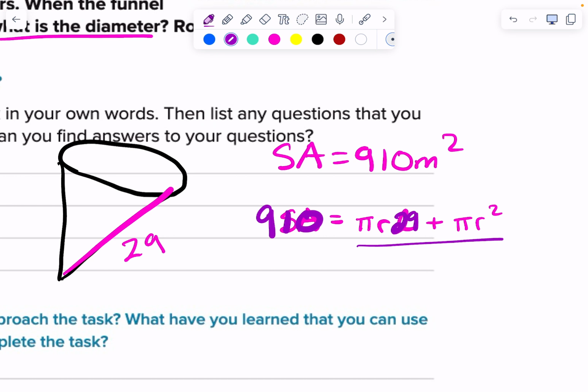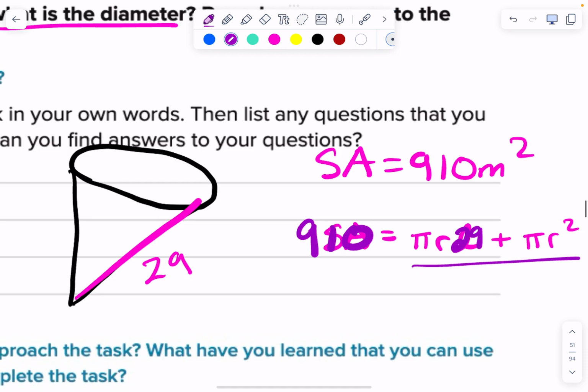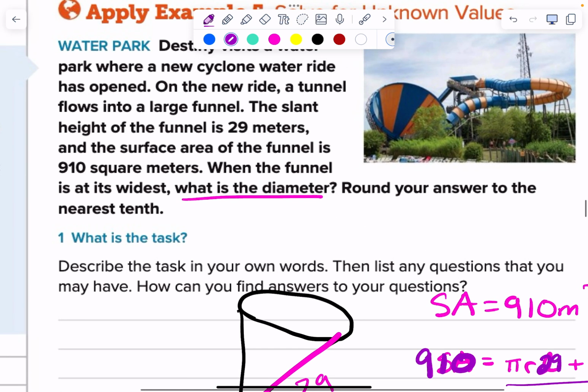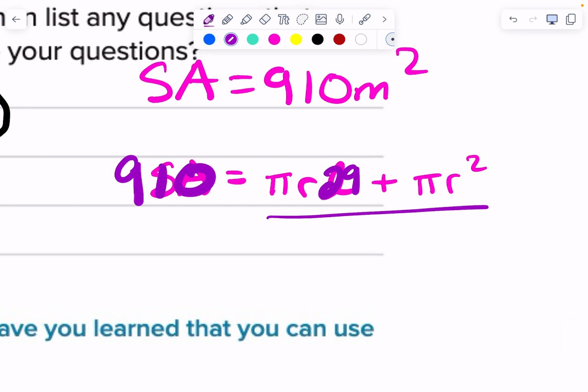How do I solve for R? You divide by 2 pi. Because there's 2 pi's. How do I solve for R when R is here and R is here also? Like I have R squared and R, right? That's not R cubed. You can't add those two together.